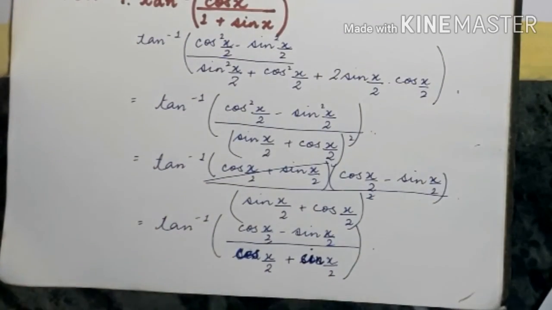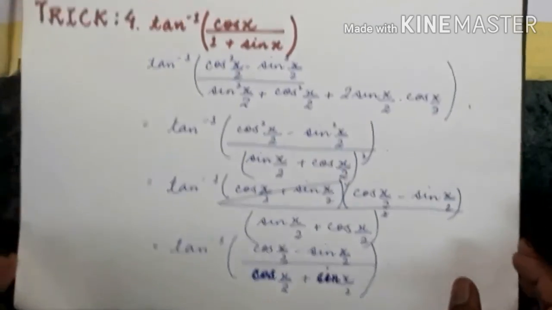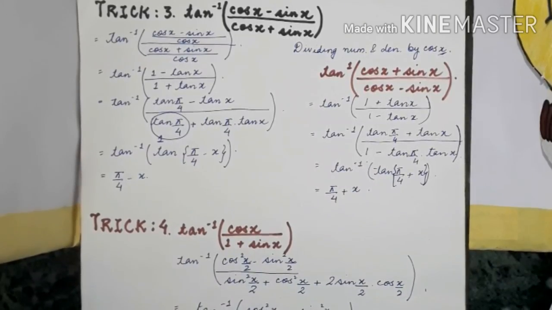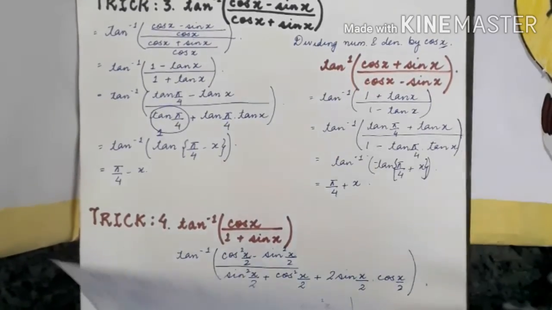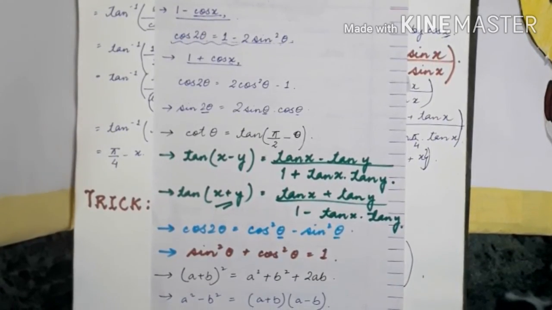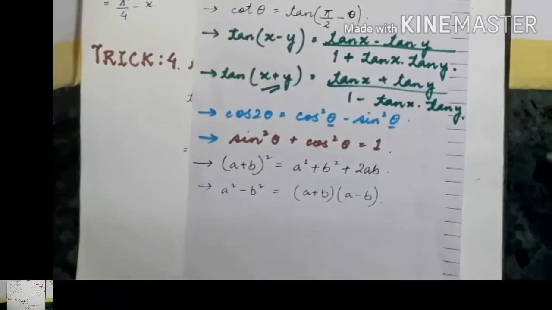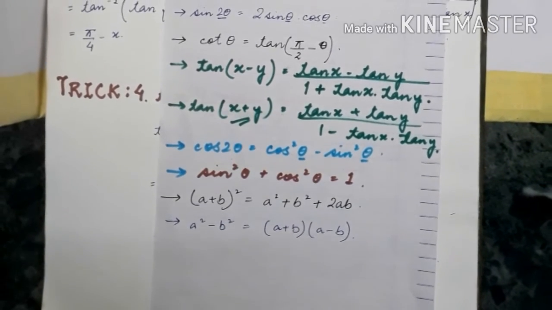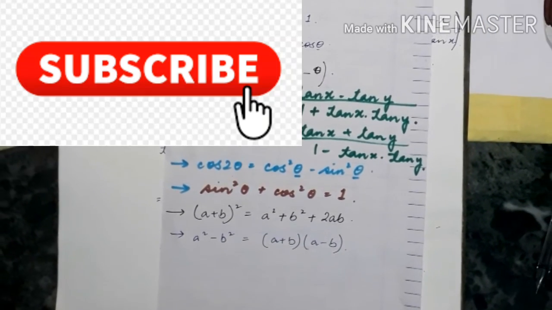Okay, so I hope all the 4 tricks, all the 4 methods of conversion along with the identities used in these questions are clear to you. Keep revising these identities and tricks and you will come out with flying colors.